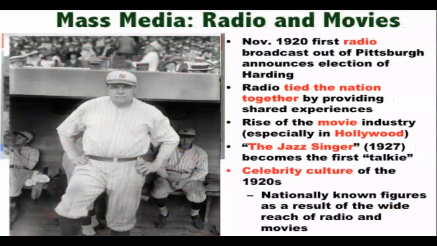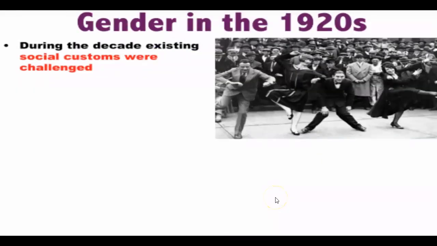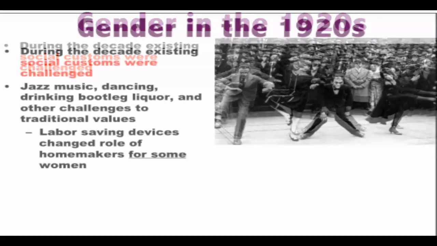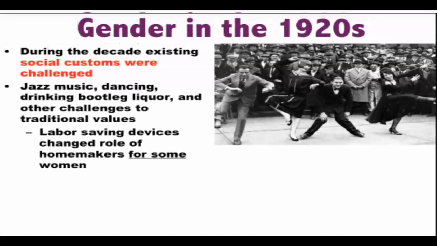All right. This is also a decade of celebrityism. Pop culture, celebrity culture. Here you're taking a look at probably the biggest celebrity, one of them ever, certainly in the decade, and that's Babe Ruth. I'm sure you've all heard of Babe Ruth, the famous New York Yankee, the baseball player. And between radio, the love of sports, the love of baseball, in this case, these men became nationally known figures as a result of radio and movies. They became celebrities. As far as gender identification goes in the 1920s, we have social customs that were being challenged.